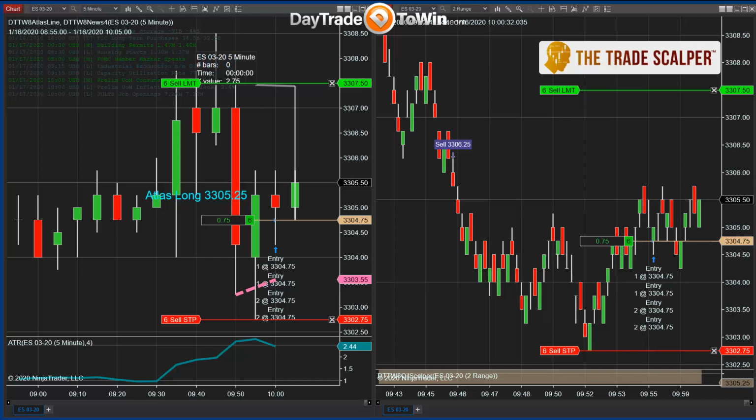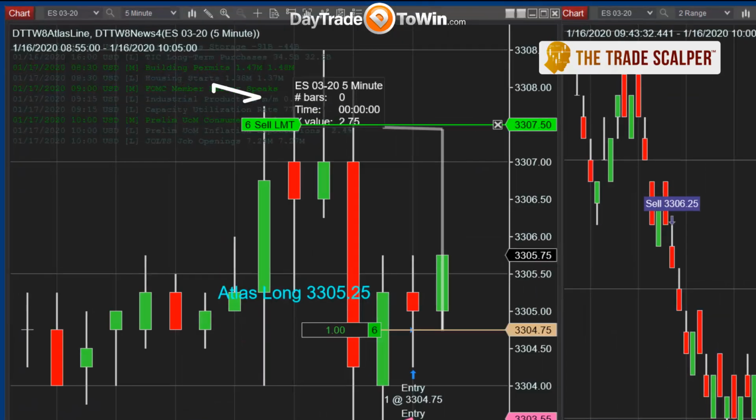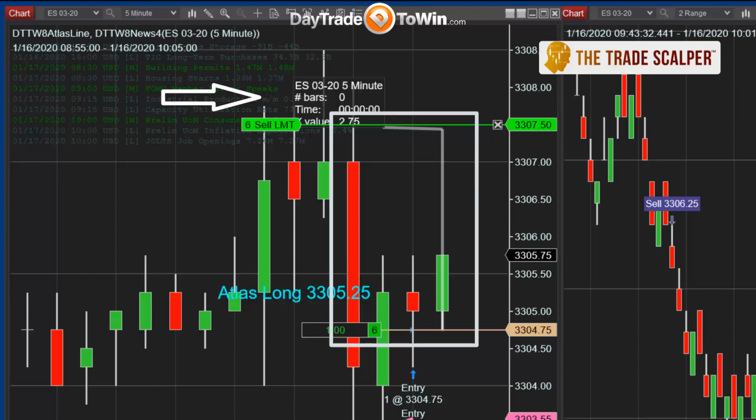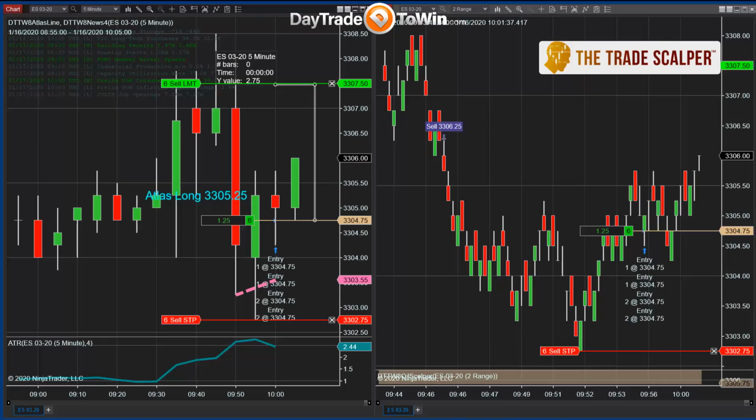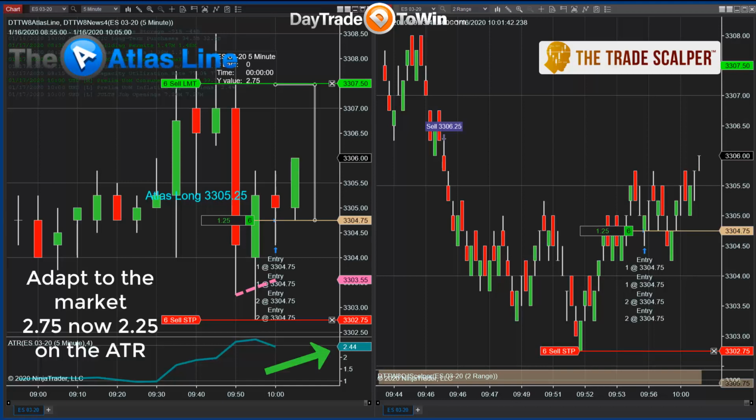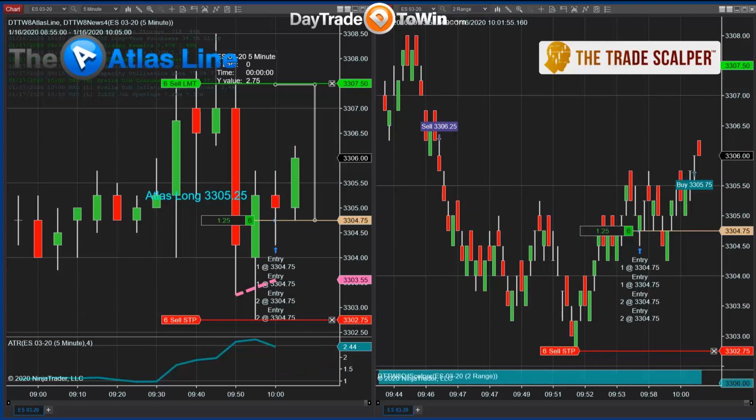The reason why I added the ruler where I did, you can see that ruler printed 2.75 points, or 2 3/4 of a point, is because at the time that this entry occurred, the ATR indicated 2 3/4 of a point. So that's what I'm looking for as an opportunity. As the ATR changes, now it's a little bit slower. It says 2.44. That's 2 1/4 points. You can definitely adjust your target. So you have to adapt to the market.